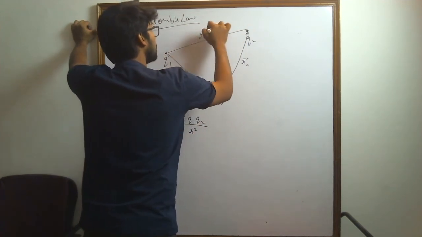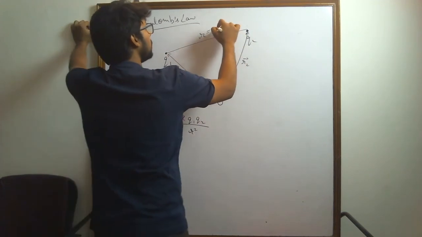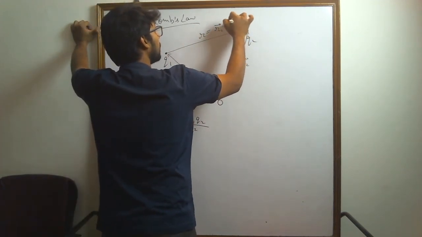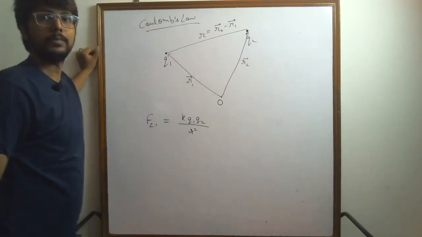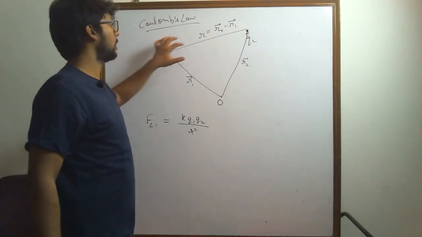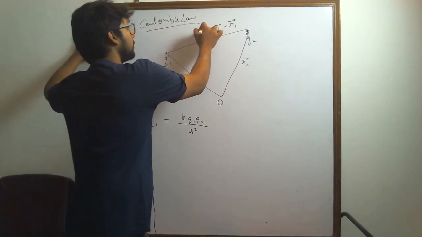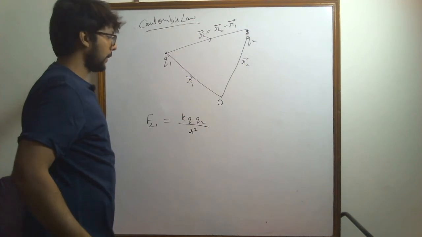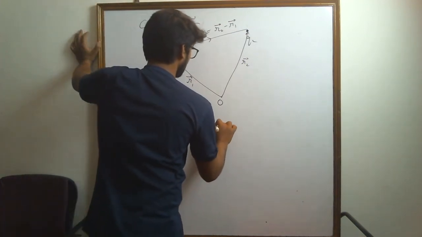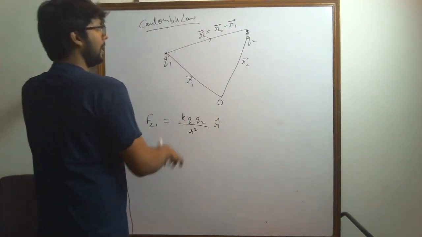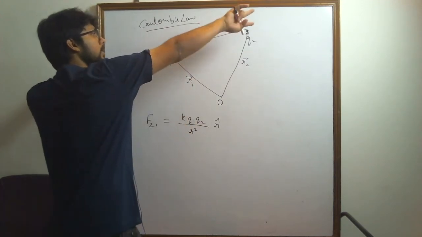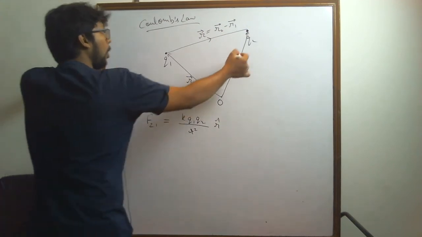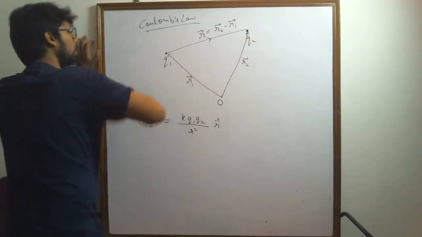This is R, which is equal to R2 minus R1. This is what this R is. This is also a vector, of course, right? And the vector direction is this way. And I will also write R cap because that is the direction of this force, this way. But remember, this is the force on Q2 by Q1.